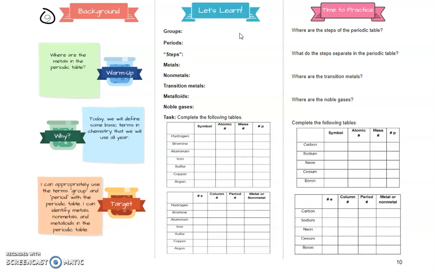So starting with groups and periods, which are in that target list. So the first thing here with groups, when we say the group of the periodic table, we're talking about the columns. So just to be clear, that's up and down, okay? So if you're saying what group is it in, you're asking what column of the periodic table it is in.